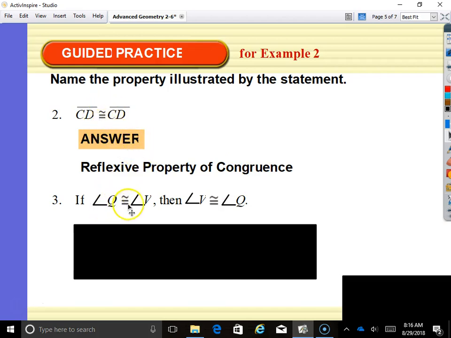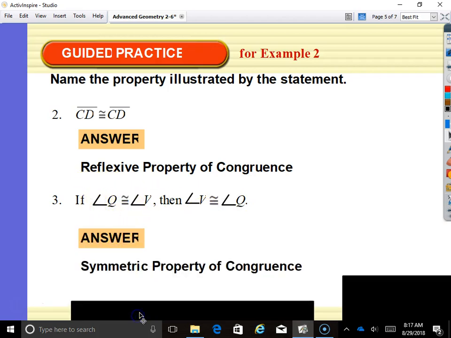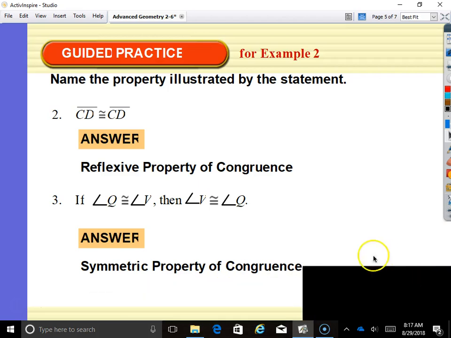Angle Q is congruent to angle V, then angle V is congruent to angle Q. Flip-flop. Reflexive property of angle congruence. Wait, did I just say reflexive? Reflexive is same thing, same thing. Sorry, symmetric. Flip-flop is your symmetric. Symmetric property of angle congruence. Symmetric is when you solved something for x, but then you want the x on the left side and you just flip-flop the equation.